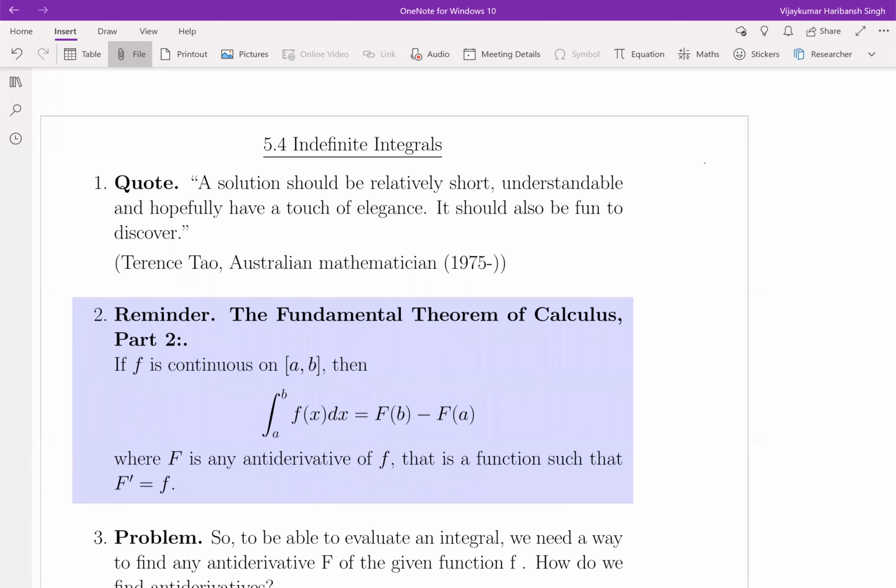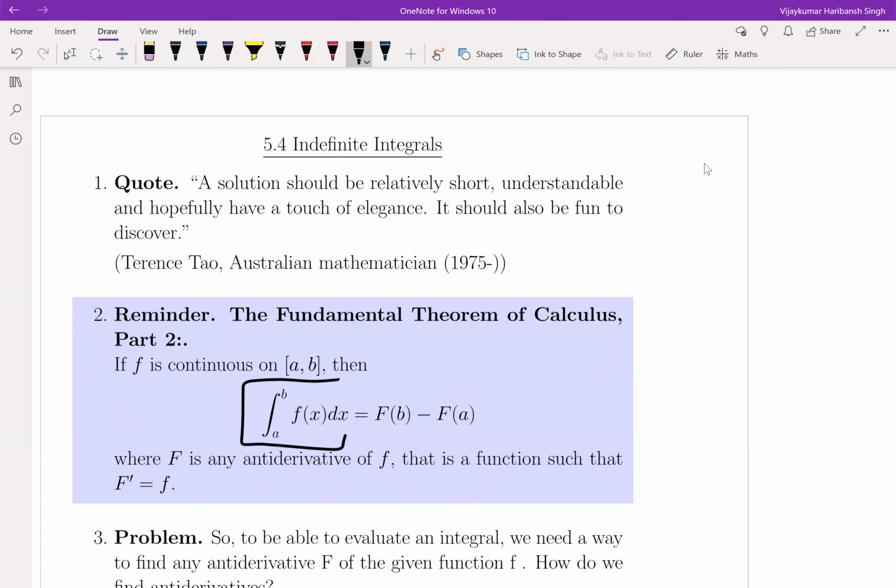So recall the fundamental theorem of calculus is the connecting link between the definite integral, which is computed on this side here, and the antiderivatives. So this capital F is an antiderivative of this small f function. So that means this is a connection. Okay.